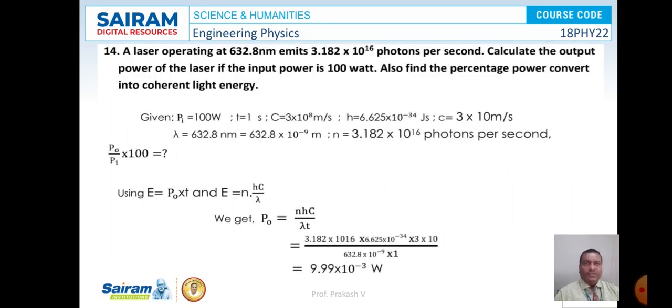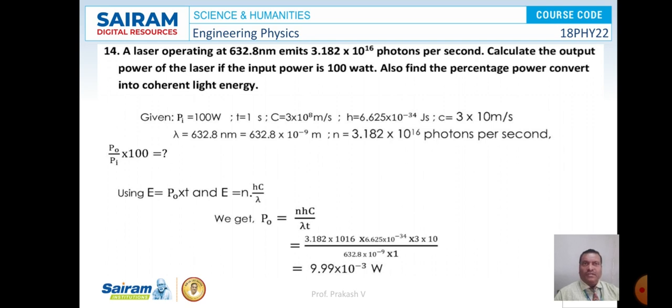A laser operating at 632.8 nanometer emits 3.182 into 10 to the power of 16 photons per second. Calculate the output power of the laser if the input power is 100 watts. Also find the percentage of power converted into coherent light energy.